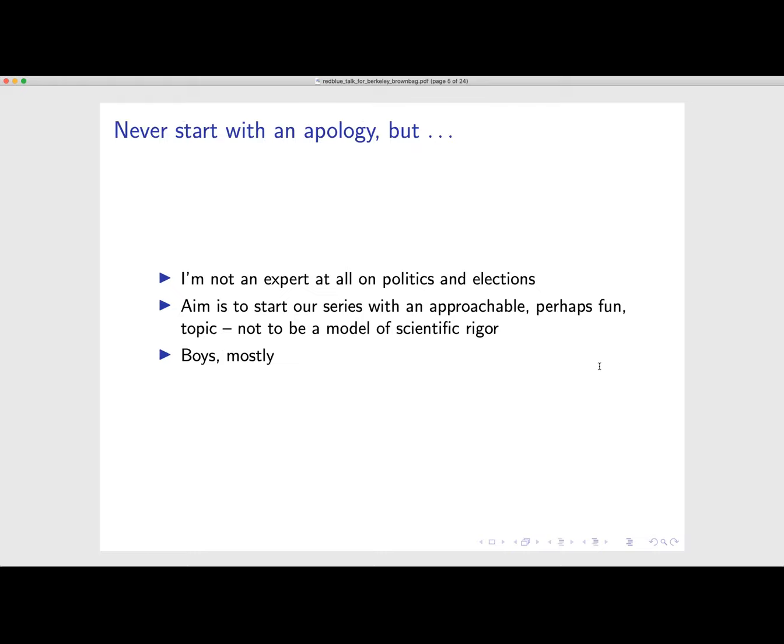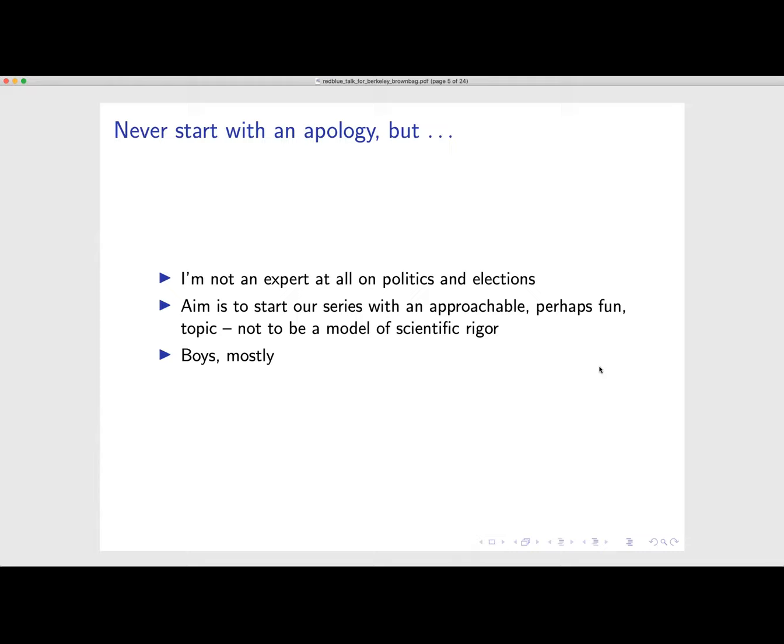Okay, so I'm never going to start with an apology, but I think we don't have a bunch of political scientists here because this was announced at the last minute, but I am not an expert on elections or on measuring cultural patterns of voting or anything like that. And I'm sure there are people in this building who know much more about this than I do. My aim was just, I can do this. This will be fun. It'll be approachable. It'll be a good way to start the series. There's not a lot of demography in it. There's a little bit of statistical rigor using Leo's model, but this will be a little bit different talk than probably we'll see the rest of the semester.